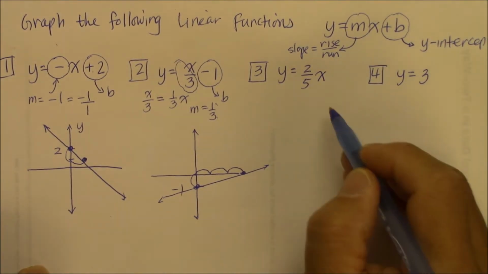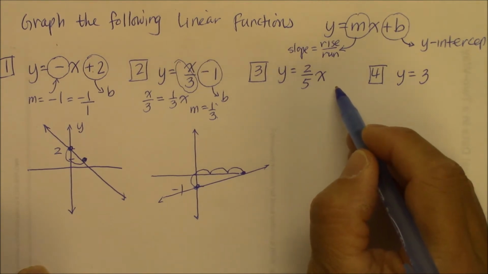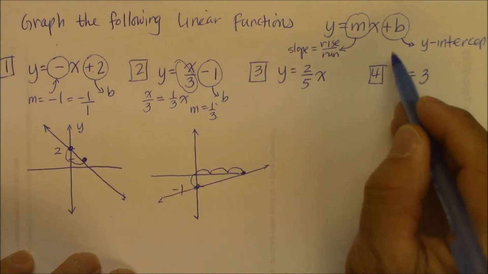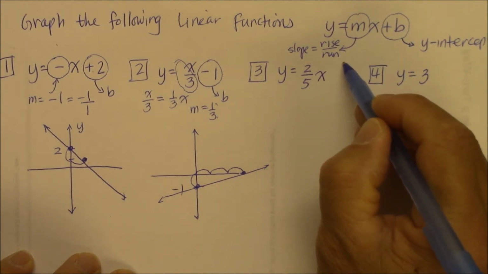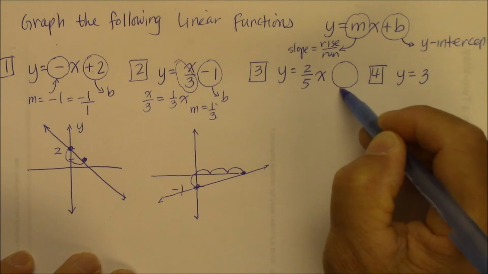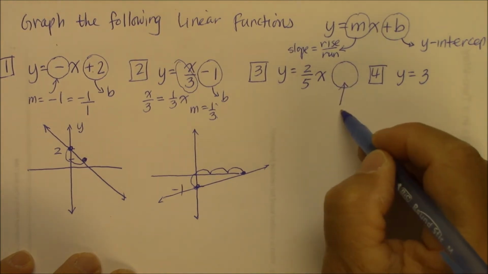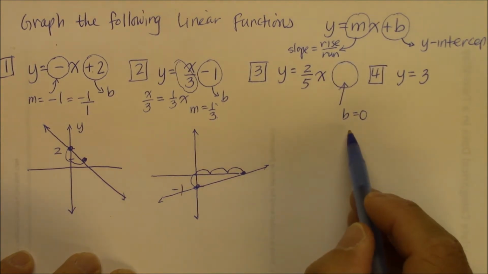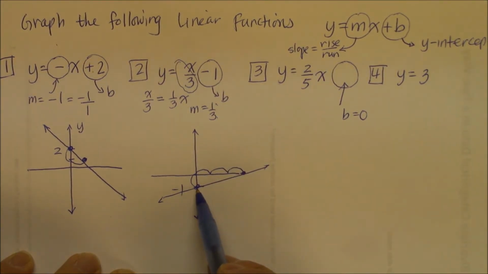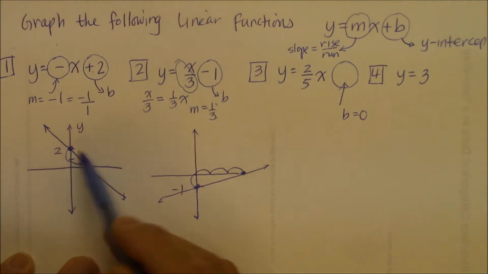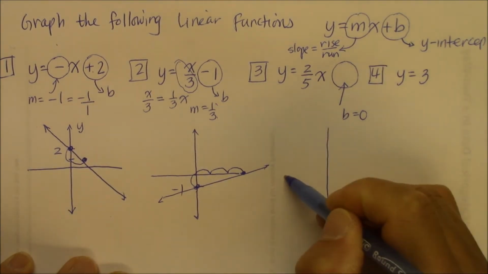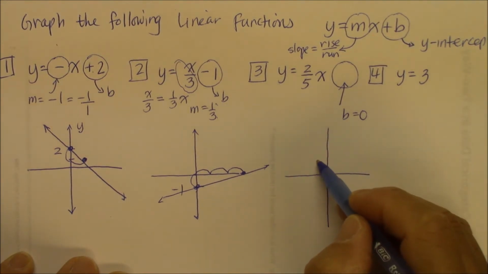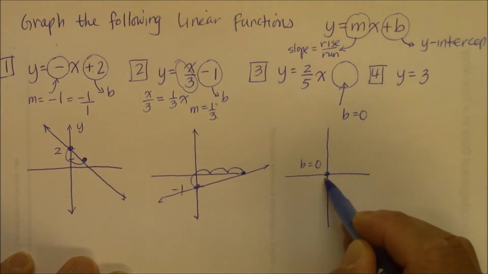Number 2, this one does not have a b, does it? But the Mayans, the Central Americans, a long time ago historically, contemplated that as if there's nothing, we can represent that as a numeric value of 0. So the b is actually 0. So last time we started with -1 on the y-axis. We started at 2 on the y-axis. That means this one, we're going to start at the 0 on the y-axis, or the origin. See that? Right there. The b is a 0.